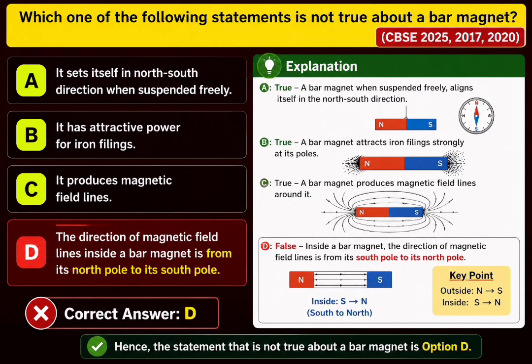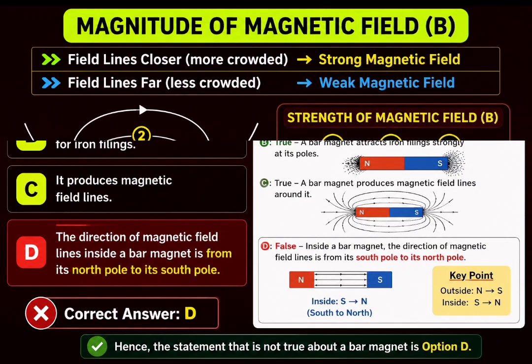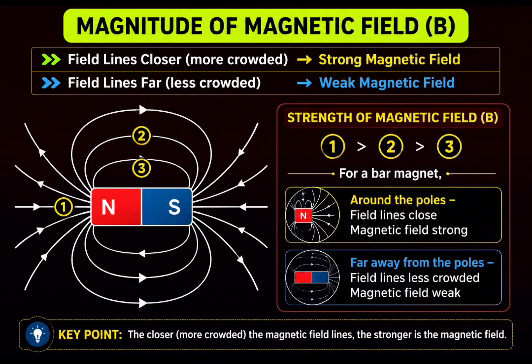Now, let's understand the magnitude or strength of a magnetic field. The strength of a magnetic field is shown by the number of magnetic field lines around a magnet. When the magnetic field lines are closer together or more crowded, it means the magnetic field is stronger. When the field lines are far apart or less crowded, the magnetic field is weaker.